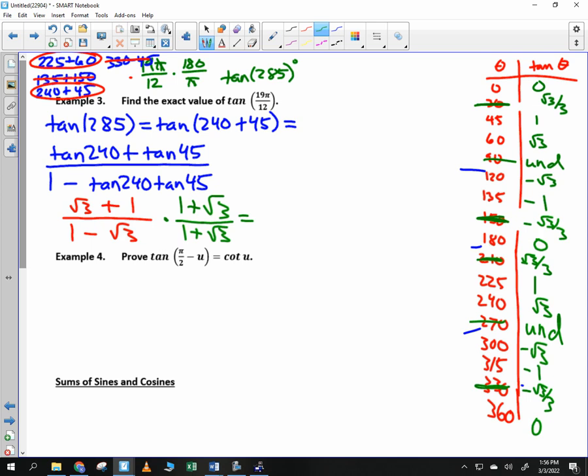Let's see what we get. FOIL out the top. Square root of 3. Not plus 9, plus 3. Plus 1. Plus root of 3. And in the denominator, 1 minus 3. Very good. What do you get in the top? 4 plus 2 roots of 3 all over negative 2.